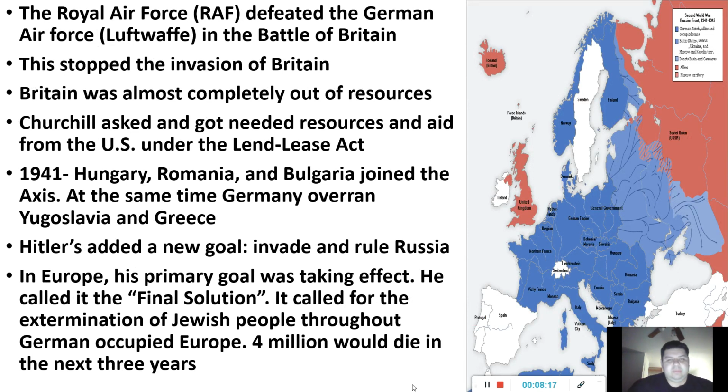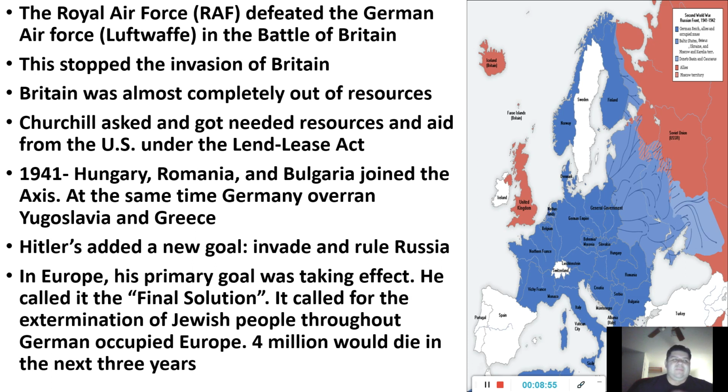So the Royal Air Force, the British Air Force, defeated the German Air Force, which is called the Luftwaffe, in the Battle of Britain. This stopped the invasion of Britain, because the Germans figured, these guys are fighting back our planes. Chances are if we try to go by boats, they'll just tear through our boats. That's what they did to the British boats at Dunkirk, remember? They would torpedo them, they would shoot at them. So they were like, we shouldn't attack them because they're going to do to us what we did to them.